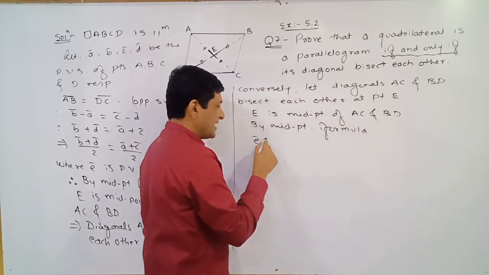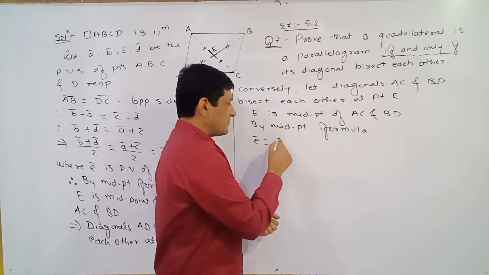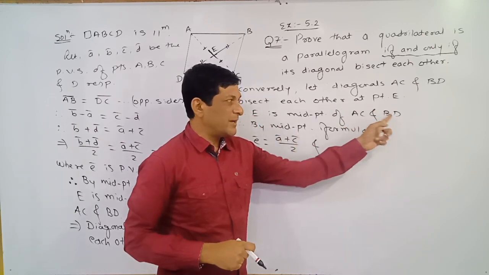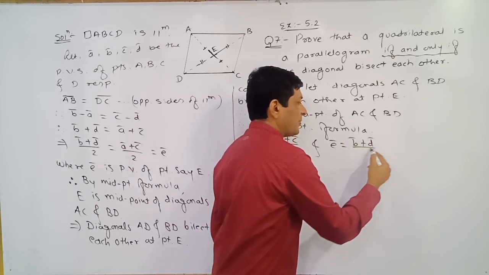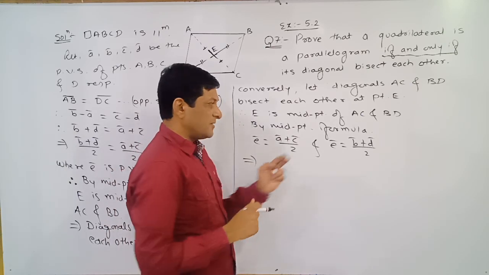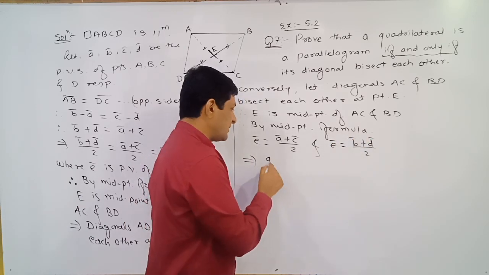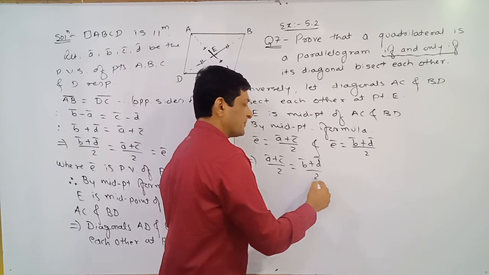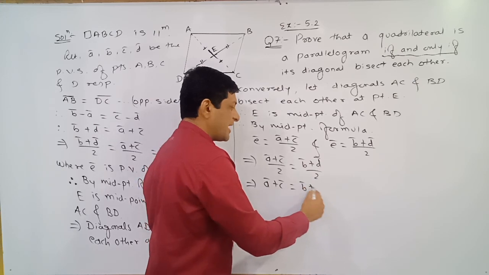So by the midpoint formula, if I consider that E is the midpoint of AC, then E bar will be equal to (A bar plus C bar) upon 2. And if I consider that E is the midpoint of BD, then E bar will be equal to (B bar plus D bar) upon 2. In this way we have got two values of E bar. If you observe these two equations, the left hand sides are equal, so the right hand sides are also equal. So (A bar plus C bar) upon 2 is equal to (B bar plus D bar) upon 2. After cancelling 2 from both sides, A bar plus C bar is equal to B bar plus D bar.